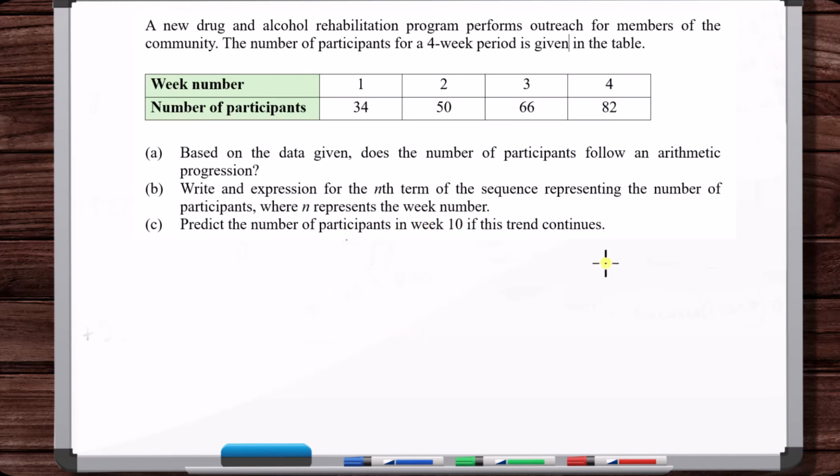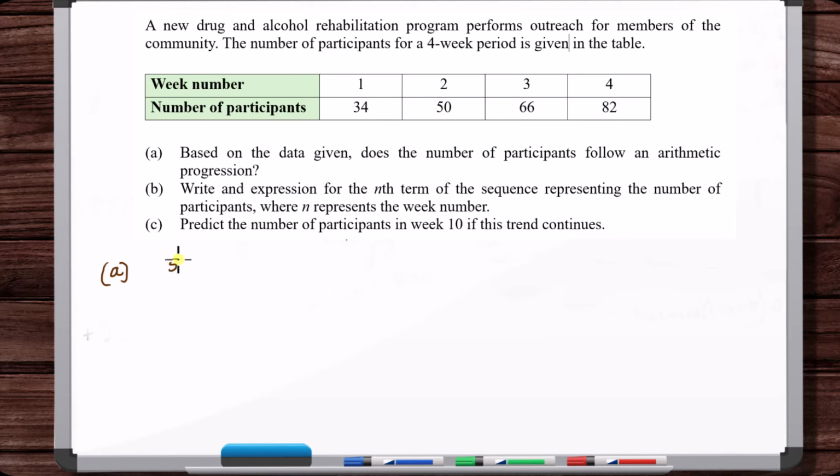Okay, a new drug and alcohol rehabilitation program performs outreach for members of the community. The number of participants for a 4-week period is given in the table. So in week 1, 34 participated. In week 2, 50 participated. In week 3, 66 participated. Week 4, 82 participated. It's just asking, based on this data, does the number of participants follow an arithmetic progression? Is each week the number of participants increasing by the same difference?